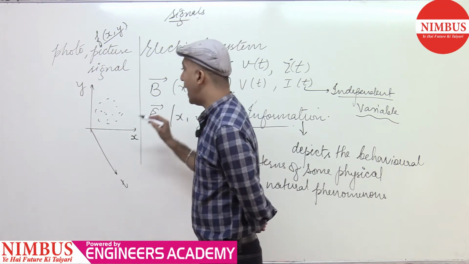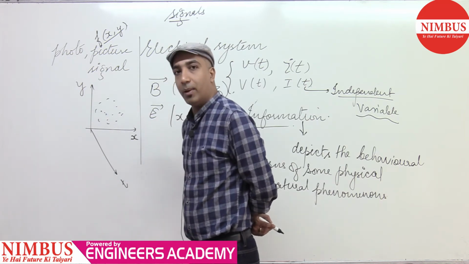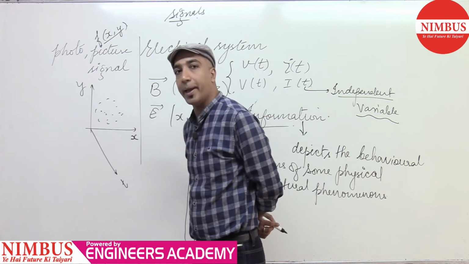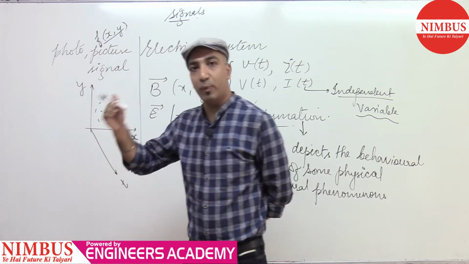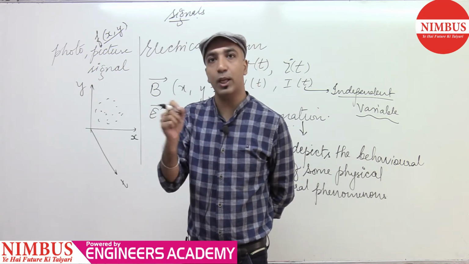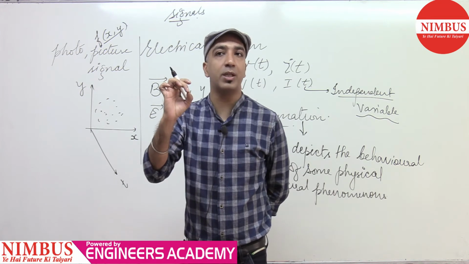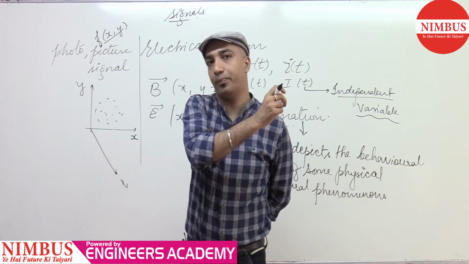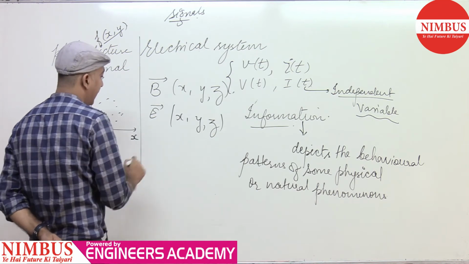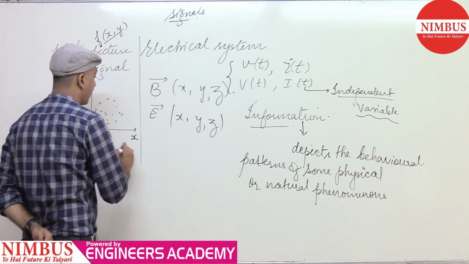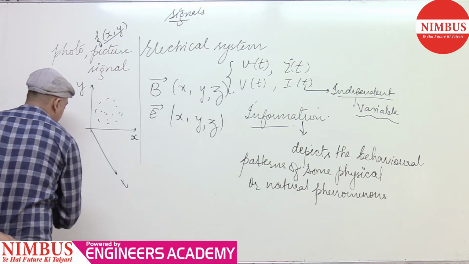So if I add this independent variable onto x and y, I would be having another signal. I would be having some information also, because something is moving. My brain is taking every piece of information distinctly. So if I am dealing with x, y and t, I would be having another signal which is nothing but a video signal.